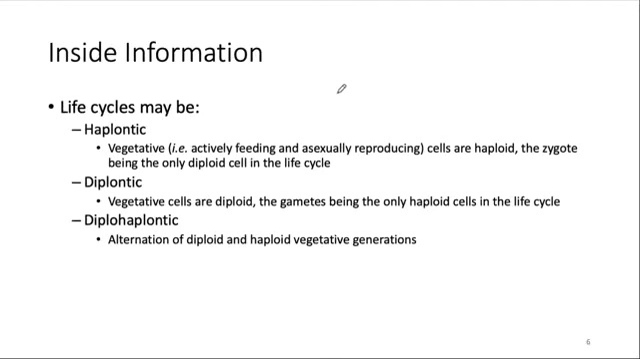And then for diplontic, the vegetative cells are diploid, the gametes being the only haploid cells in the life cycle. And then diplohaplontic would alternate between haplontic and diplontic. And so if we represent the diploid by 2n, for haplontics, the vegetative cells would be n, and the zygote would be 2n. And it's the reverse for diplontic, where the vegetative cells are 2n and the gametes would be n.